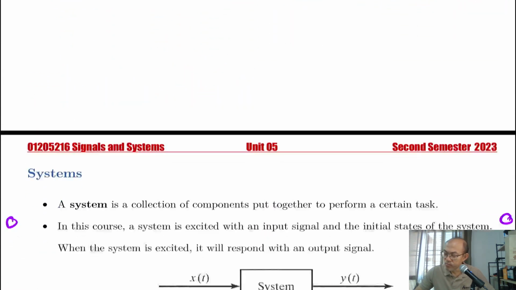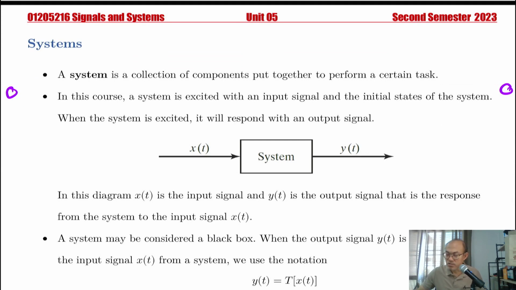So today we're gonna start a new topic which is called systems. Actually, this class is signals and systems. So there are two topics, two issues that we need to study. First is signals, which we did. We talked about signals a lot previously in the first 8 lectures, and from this lecture, we're gonna start talking about systems, the second part.